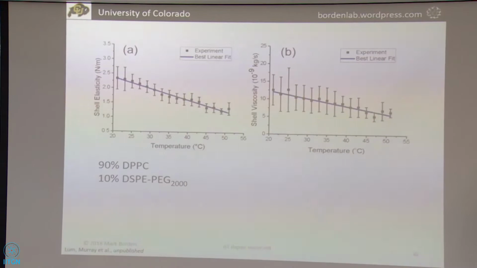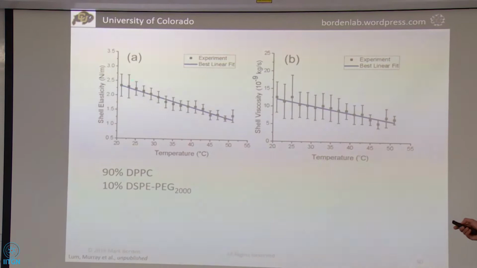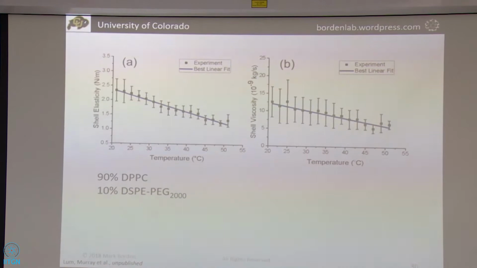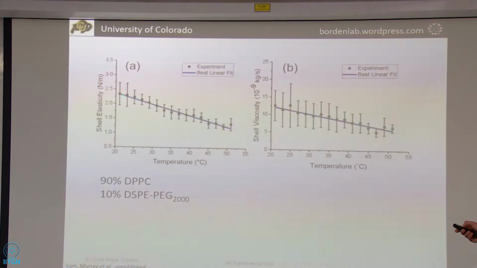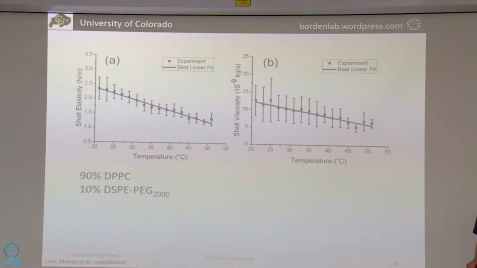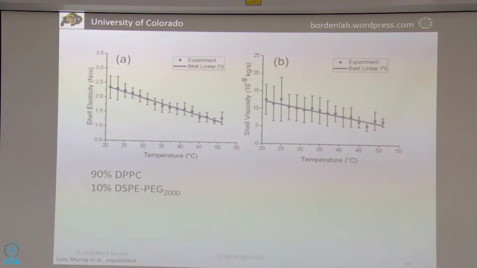This is the key point right now. This is the lipid shell elasticity that's measured for roughly 20 bubbles per nanometer as a function of temperature. And kind of interesting, the elasticity increases almost linearly with increasing temperature. And also the shell viscosity was seen to increase with increasing temperature.